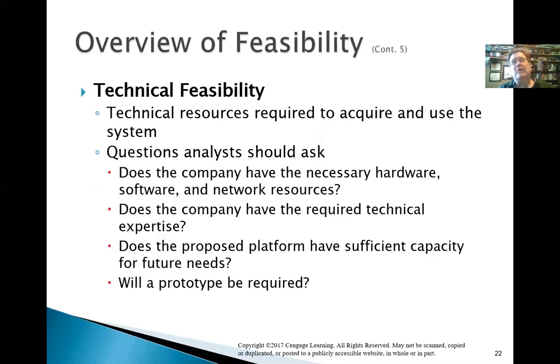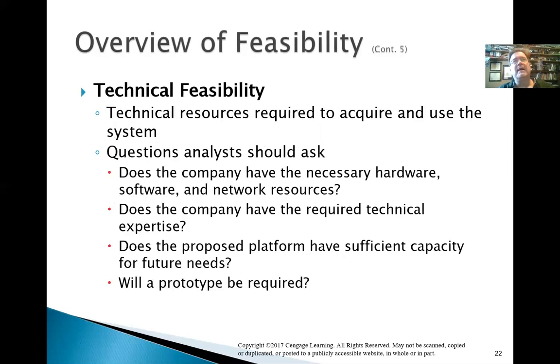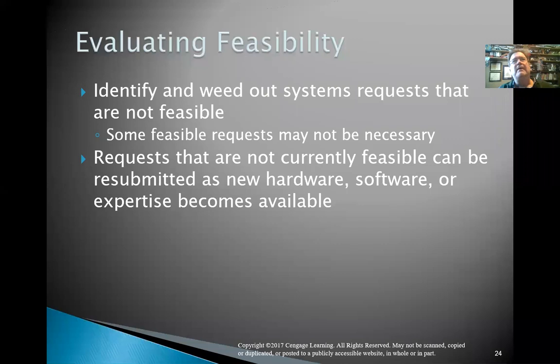All right, they talked a little bit about tangible and intangible costs. I'll let you read those. And then the technical feasibility. And then in theory, what happens is we get together and evaluate what requests can happen, what we might not want to do, right? And that all goes into this planning stage.